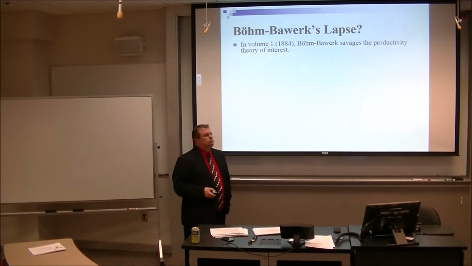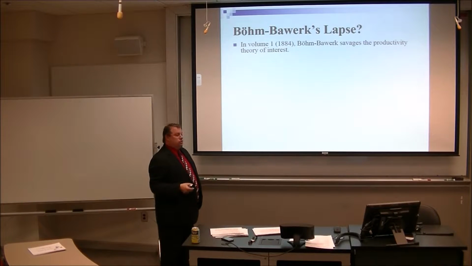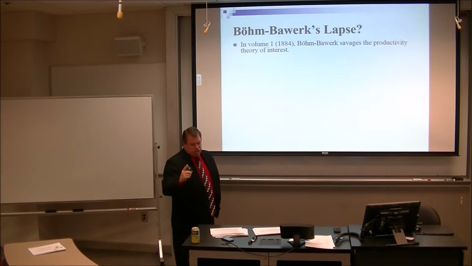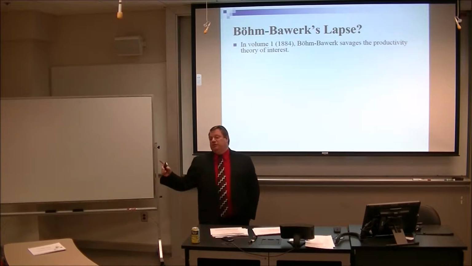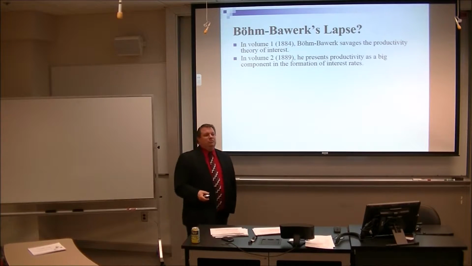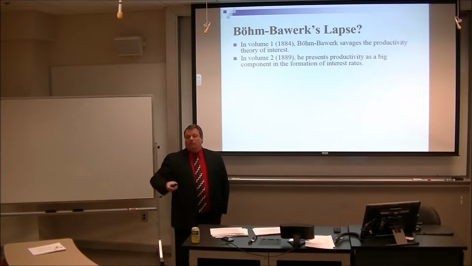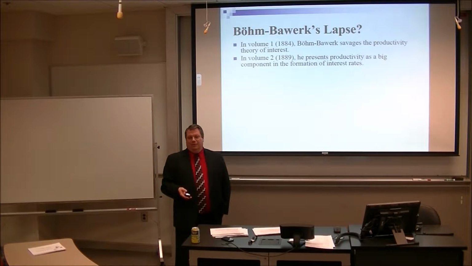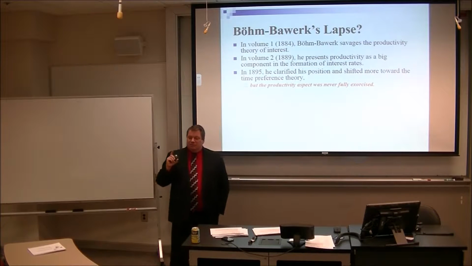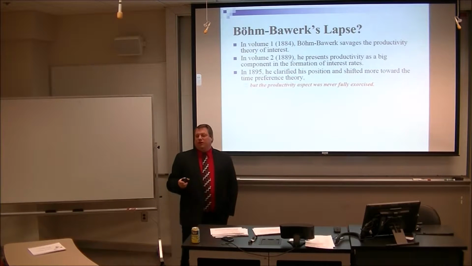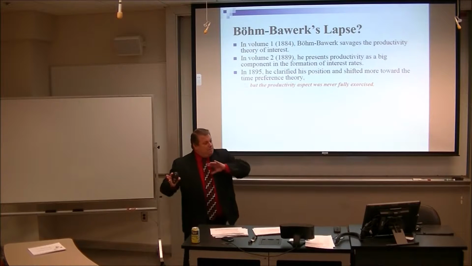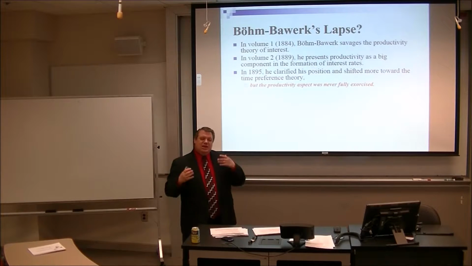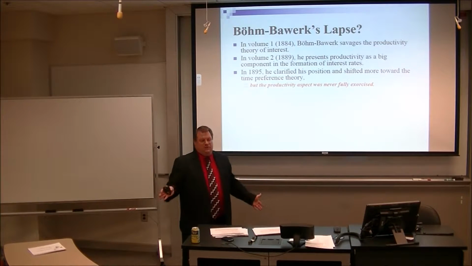Okay. So I have von Bauer's lapse. In volume 1, 1884, von Bauer savages, destroys the productivity theory of interest. In volume 2, he presents productivity as a big component of the formation of interest rates. Oh, wait, what? In 1895, then, he clarifies his position. He shifts it back towards preference theory, but he never completely gets rid of this productivity thing.